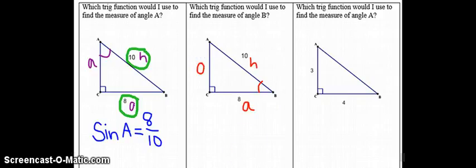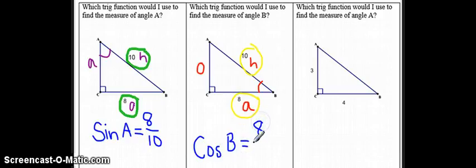To determine which trig function, we're going to look at the choices that we have. We have A, which is 8, and H, which is 10. So if we have an adjacent side and a hypotenuse, we're looking at cosine. So cosine of angle B is equal to adjacent over the hypotenuse.